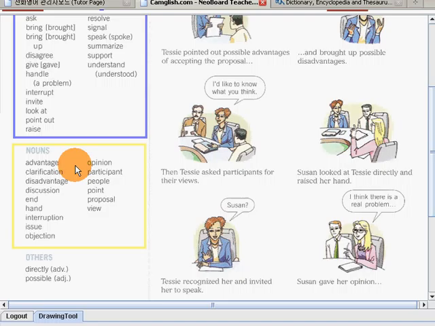Advantage, clarification, disadvantage, discussion, hand, interruption, issue, objection, opinion, participant, people, point, proposal, view.